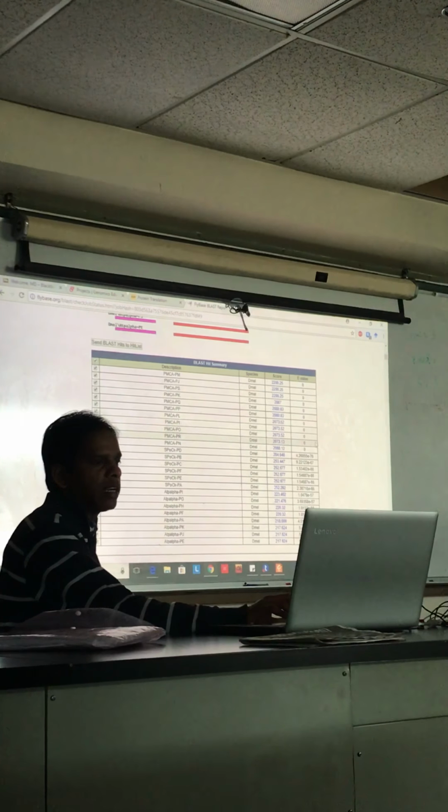2,200 base score. And also the expected value is 0. That means it is not by chance. It has an exact sequence match from the database, right? The protein sequence from our Contig 11.1.